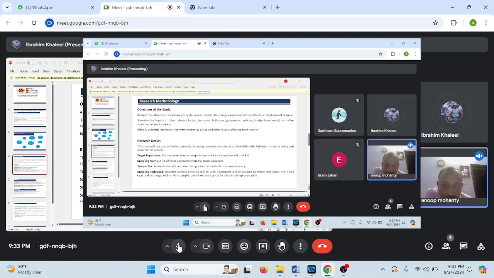Yes, sir. Your research design is good. I saw that you are taking companies from NSE and BSE, meaning listed companies only, because listed companies will have data transparency. Second, you have mentioned the sample size, but not clearly. You have kept it in confusion. No problem, we can work on it.